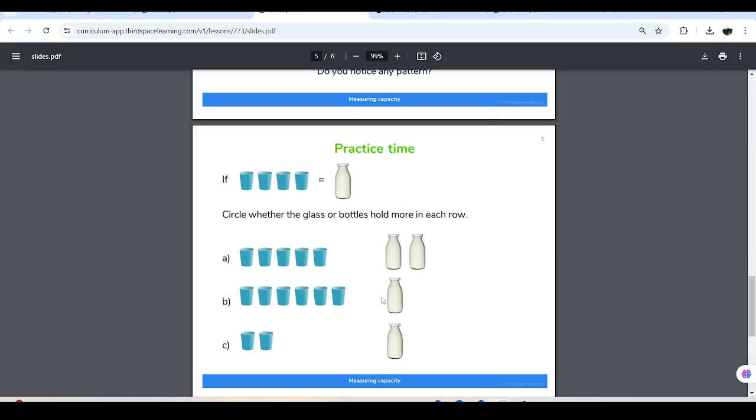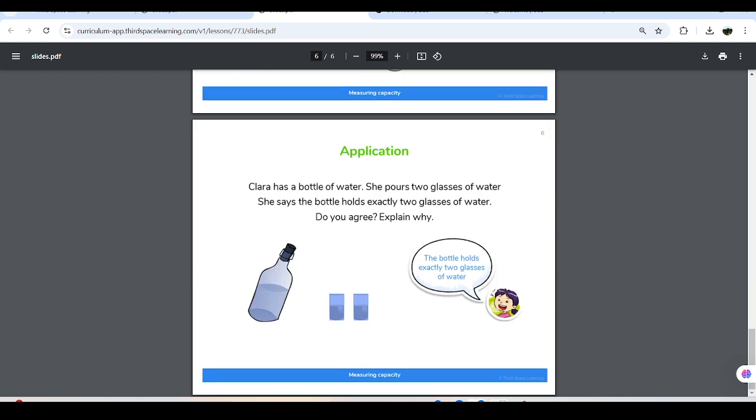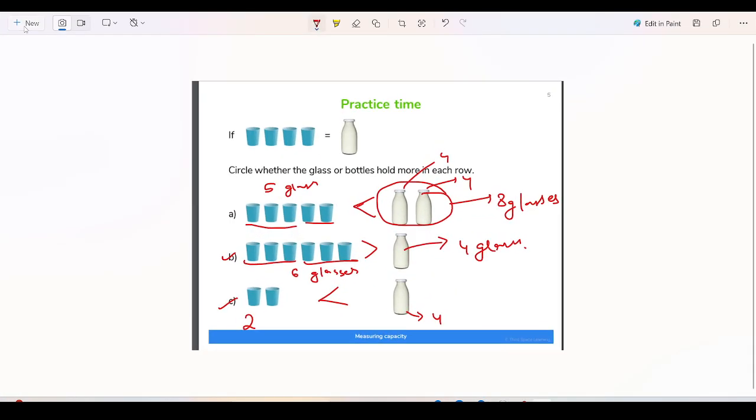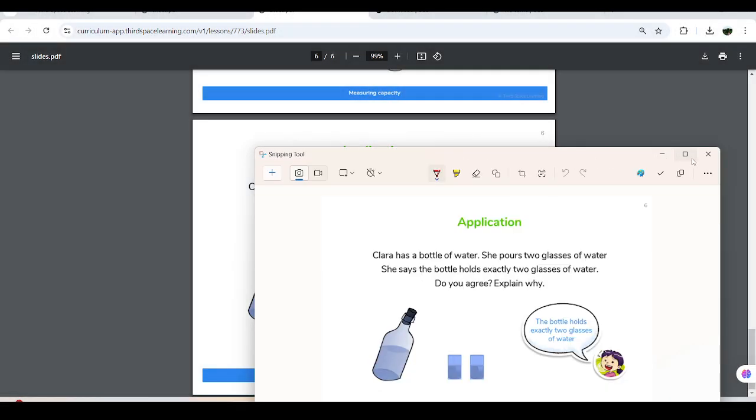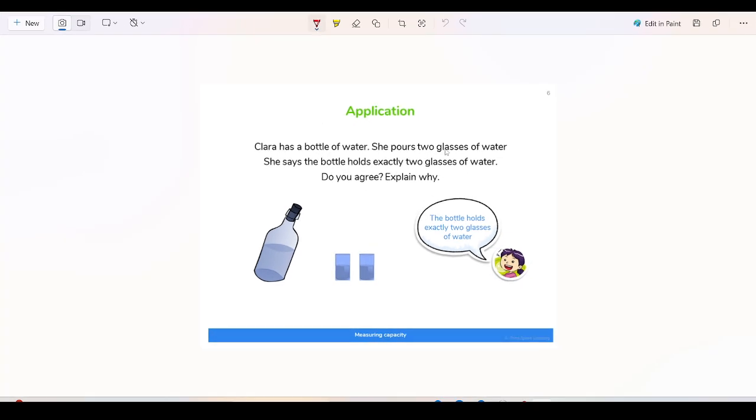That was a great explanation. Let's look at this question. I won't help you. You have to read the question by yourself. Application: Clara has a bottle of water. She pours 2 glasses of water. She says the bottle holds exactly 2 glasses of water. Do you agree? How do I know if I agree or not? I think I do not agree. According to the question, you have to answer.